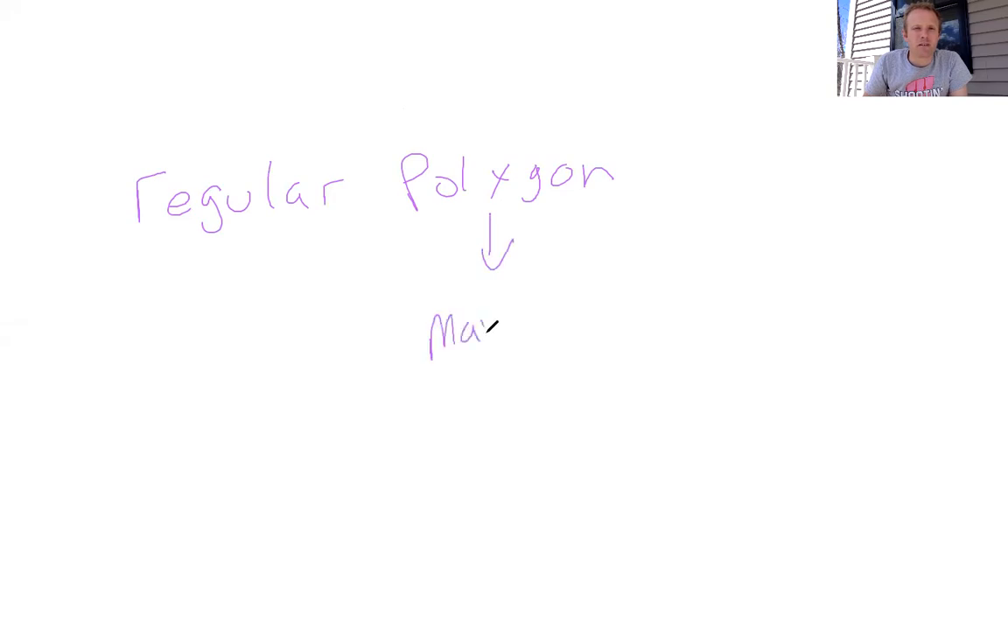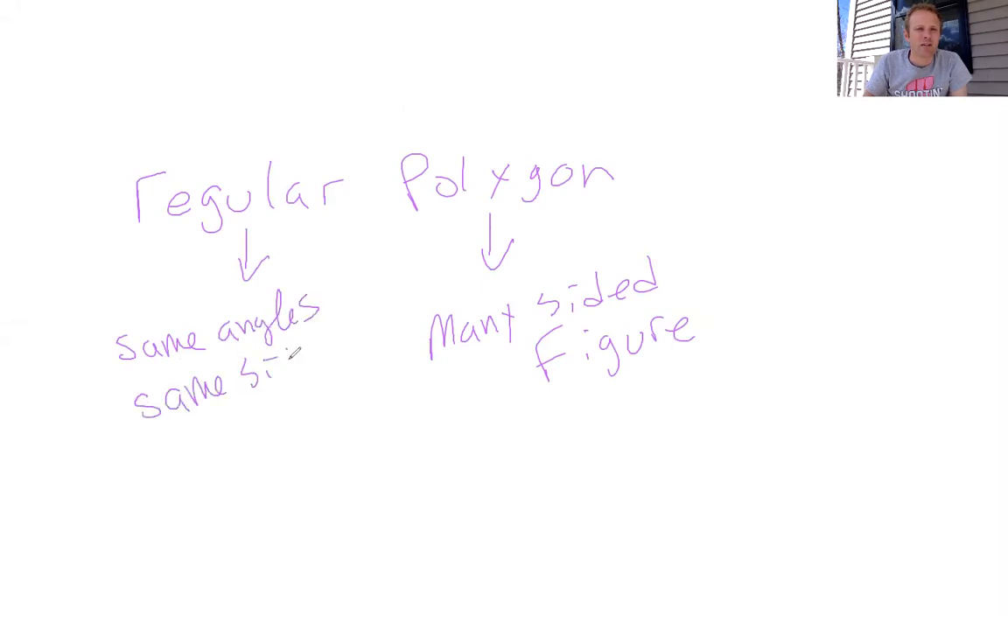So the first definition I want to give you today is that of a regular polygon. We have to unpack this a little bit, right? There's a couple of things here. A polygon is a many-sided figure. And what regular means is it has the same angles, same side lengths.